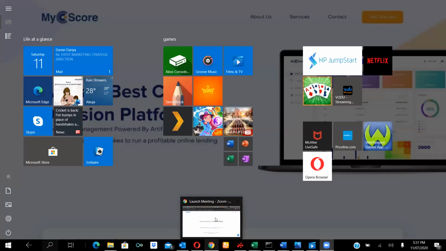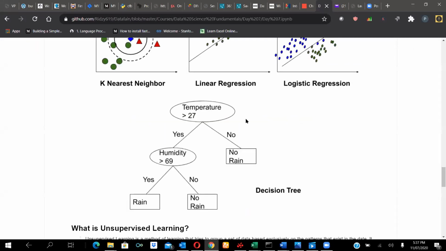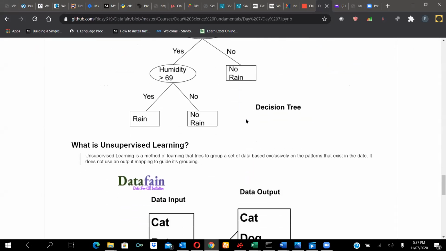I really hope the conversation so far has been interesting. We've been able to dissect the concept of supervised learning, which is one of the categories of machine learning. And now we are going into understanding what is unsupervised learning. Unsupervised learning is simply a method that tries to group a set of data exclusively on the patterns that exist in the data. It does not use any output to map out.